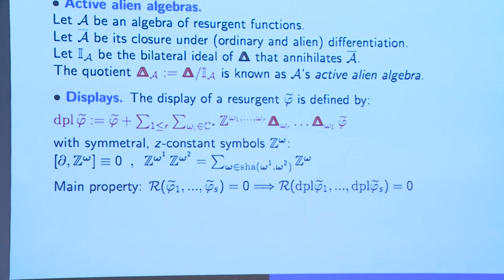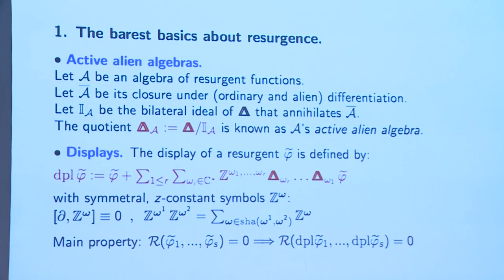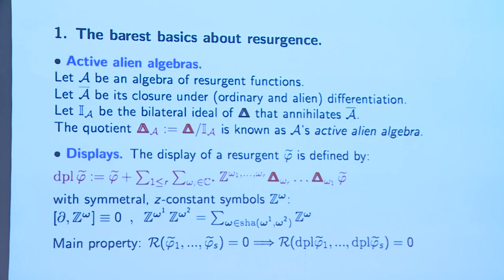The two most important notions, objects, that can be attached to a given resurgent function are the alien algebra and the display. Take a resurgent function or an algebra of such functions, then take the completion of that with respect to alien and ordinary differentiation, then take the ideal of all alien derivations that kill that completed algebra. This is a bilateral ideal. And then take the quotient of all alien derivations by this ideal. This object, by definition, reflects the concrete mode of action of alien derivations on that algebra. So to that extent, it is essential.